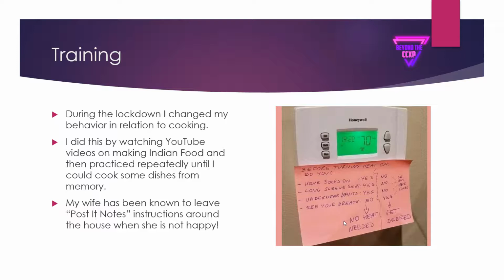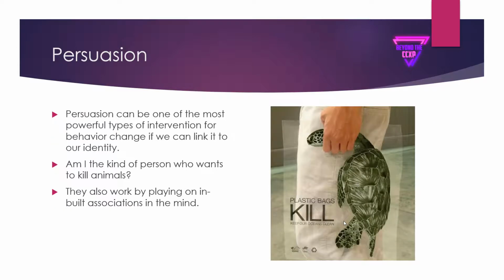And she did it enough times that one day she took it away, and I've just carried on doing it. It's become an embedded habit now. So this is a great example of what I mean by training, which is constantly providing instructions in some way or format until the person actually gets used to doing something. So persuasion can be one of the most powerful types of intervention for behavior change.